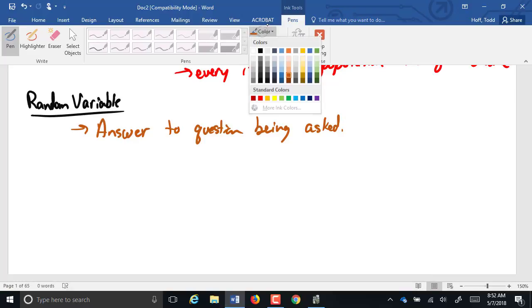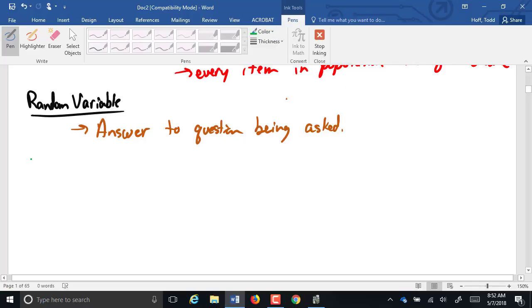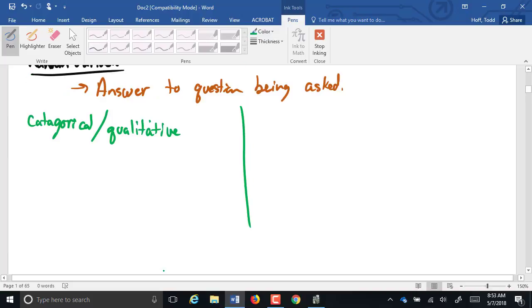That random variable falls into one of two main categories. Categorical or qualitative. Categorical or qualitative is kind of what it sounds like. The answer to that question puts you into a category.